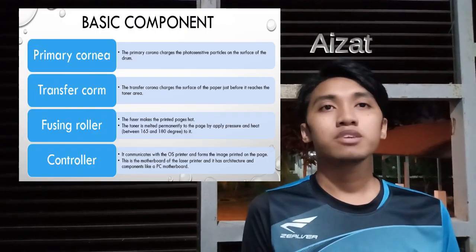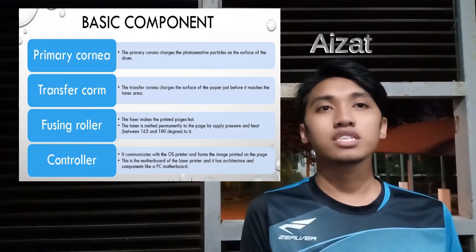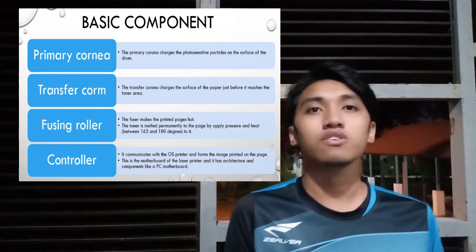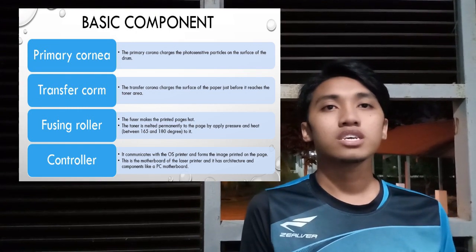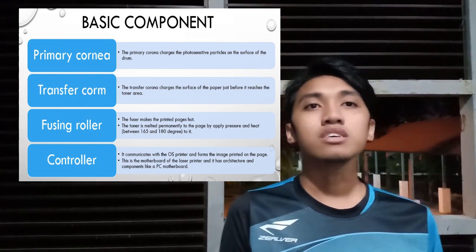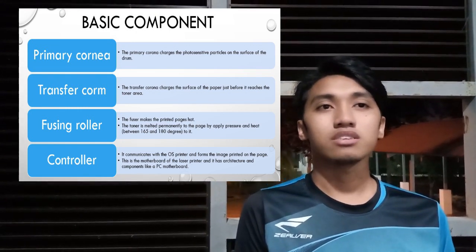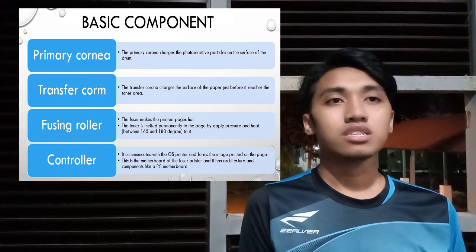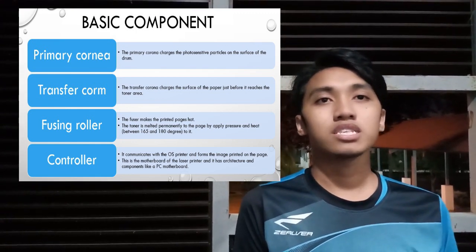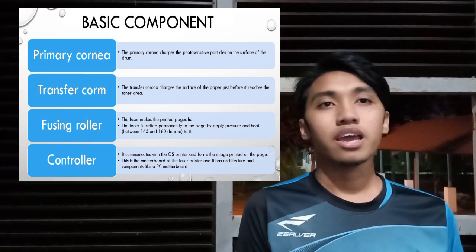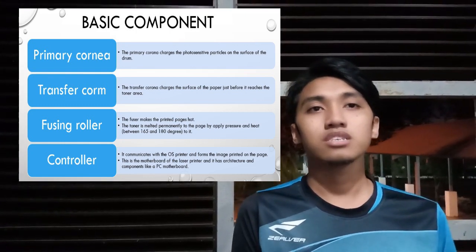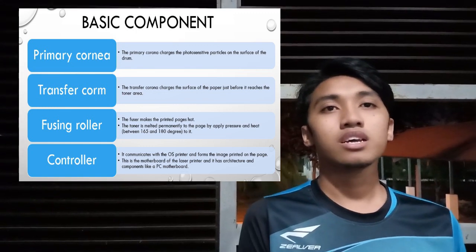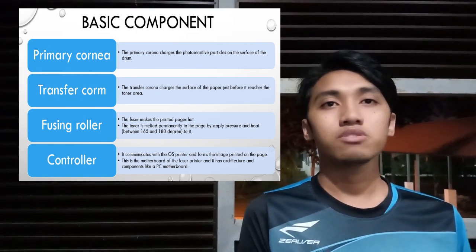The fifth basic component is the primary corona. The primary corona charges the photosensitive particles on the surface of the drum. The sixth one is the transfer corona. The transfer corona charges the surface of the paper just before it reaches the toner area. The seventh one, fusing roller. The fuser makes the printed pages hot and the toner is melted permanently to the page by applied pressure and heat. It is between 165 and 180 degrees.